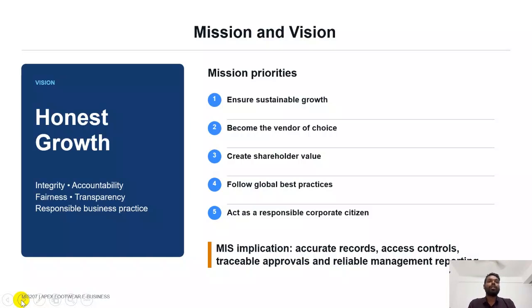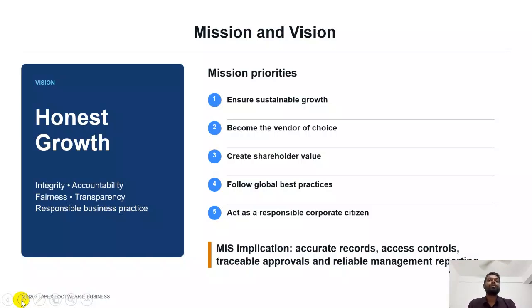Now, what does this have to do with MIS? This connection is actually very strong. If an organization wants transparency and accountability, it needs reliable information. For example, accurate transaction records, inventory information, customer information, operational reports, and traceable approvals help management make responsible decisions. So our argument is that MIS is not only a technical tool, it can also support governance, accountability, and responsible growth.